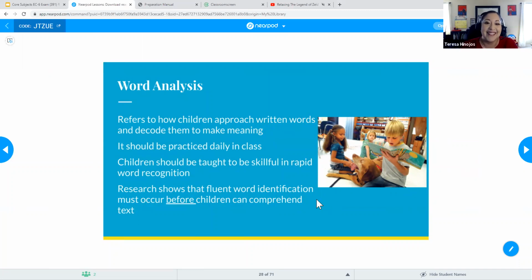No worries, no worries. Okay, so when we talk about word analysis, this is how students are going to look at words that are written down, right, and learn how to decode them to make meaning.